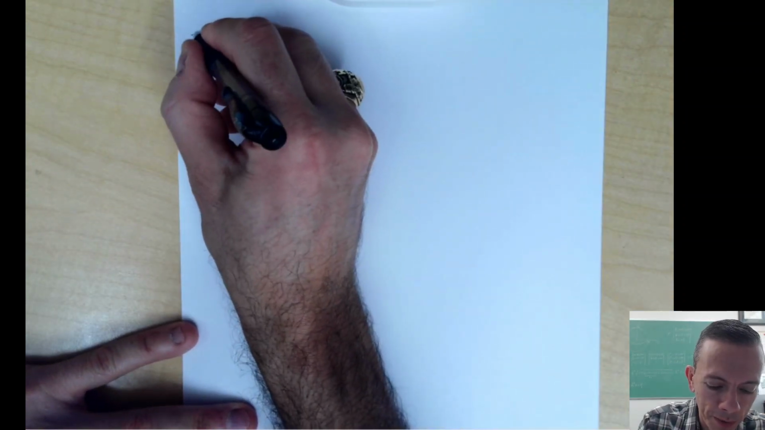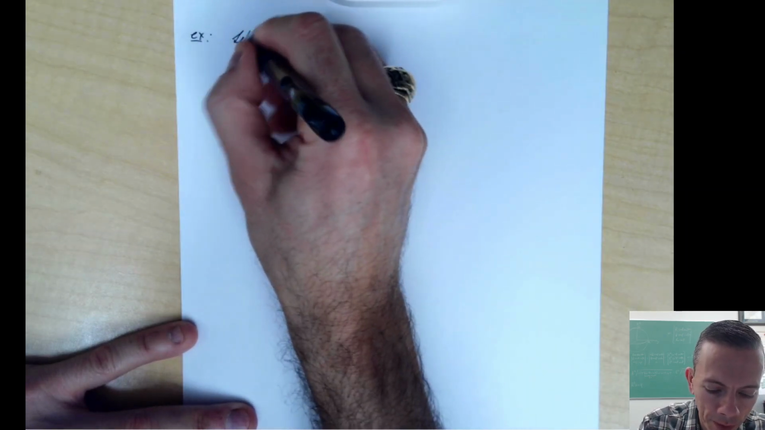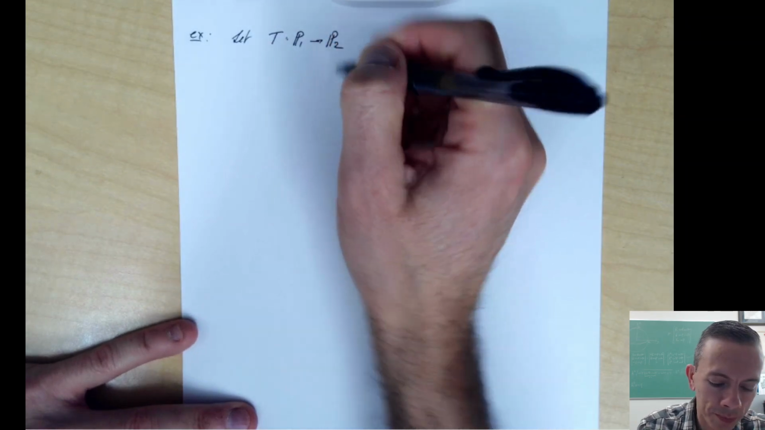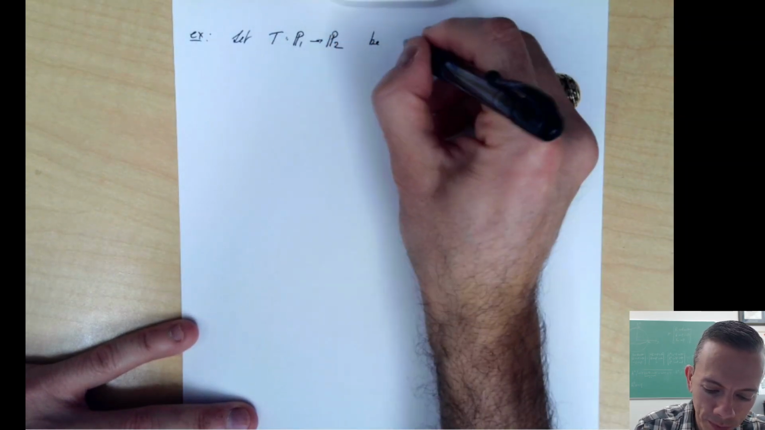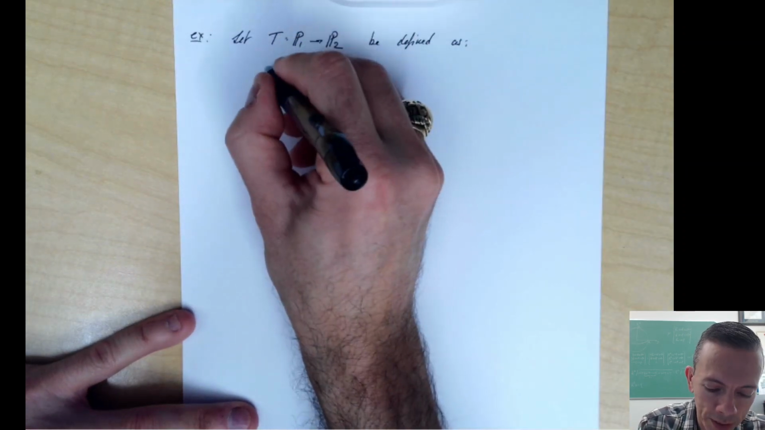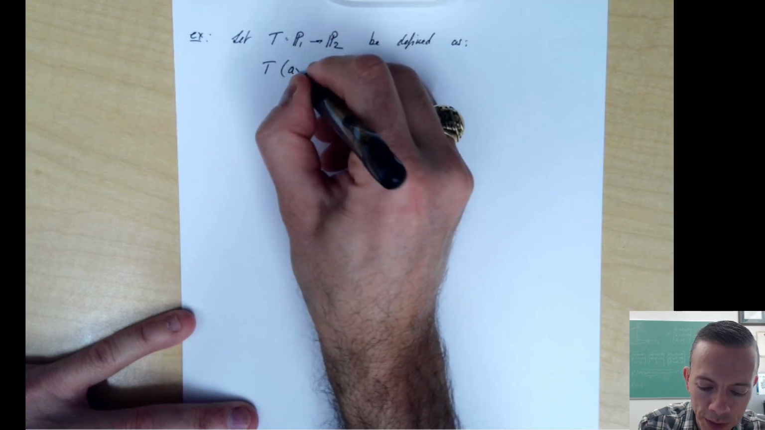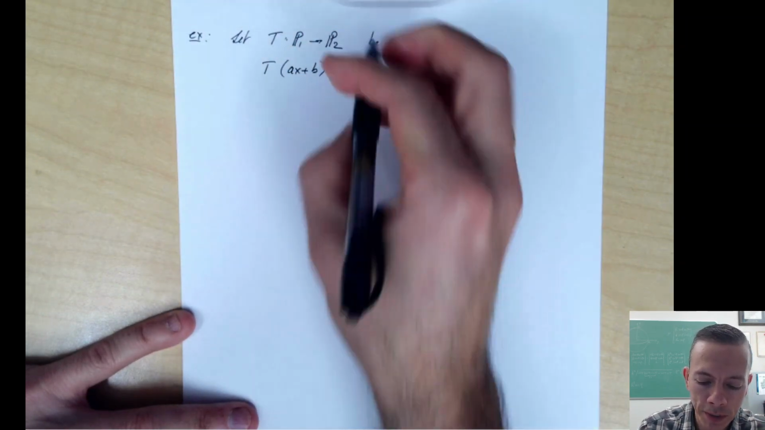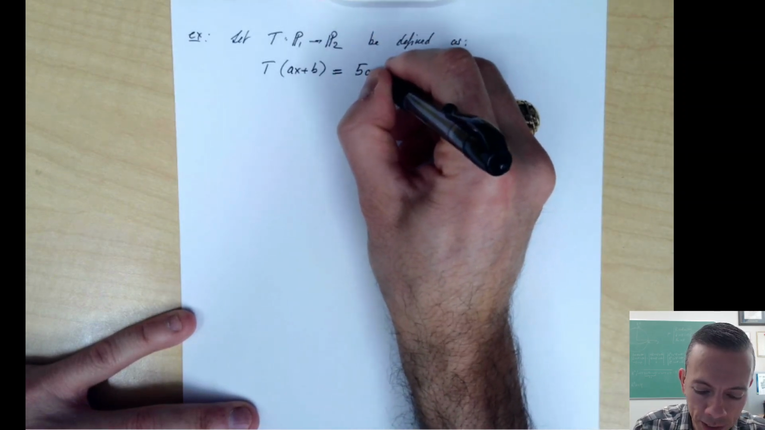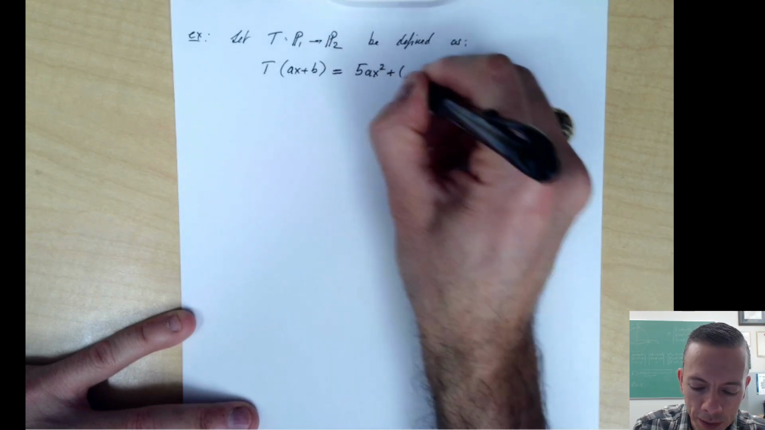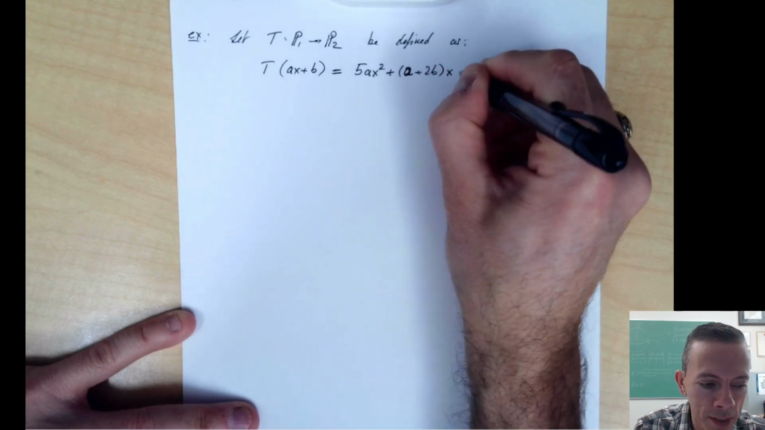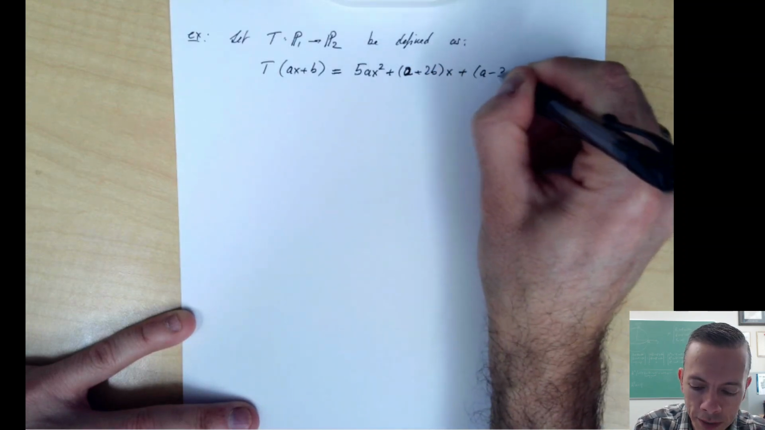So let's look at an example. Let's take a transformation from P1 to P2, defined as follows. We'll take T of a vector in P1, which is a polynomial of degree 1, ax plus b, and we will say that it maps it to the polynomial in P2, 5ax squared plus (2a plus 2b)x plus a minus 3b.